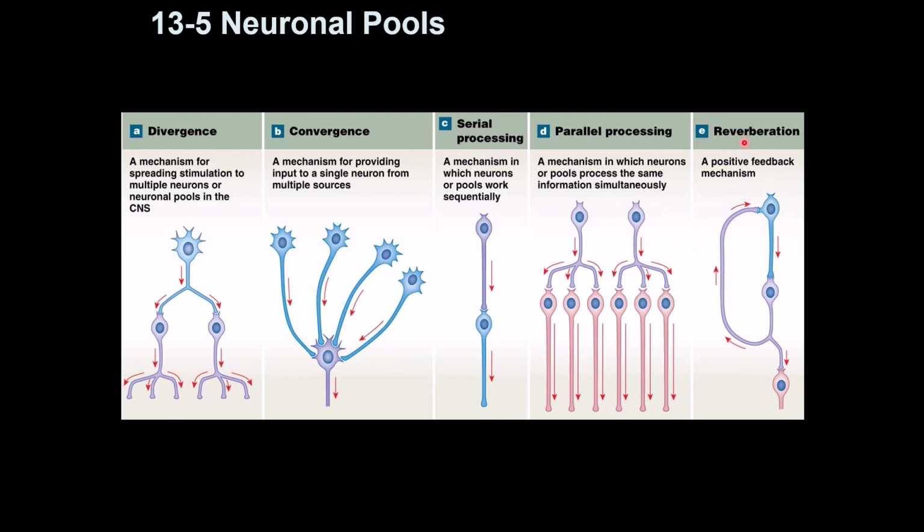The last one is called reverberation, where you have one neuron stimulating a second neuron, and the second neuron goes back and stimulates the first neuron and also sends information to the third neuron. So this is also stimulated. A good example of that is breathing, and another example is sleep. So it is continuously doing a specific function.